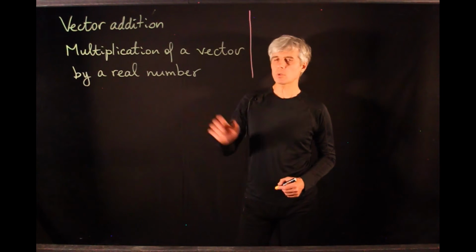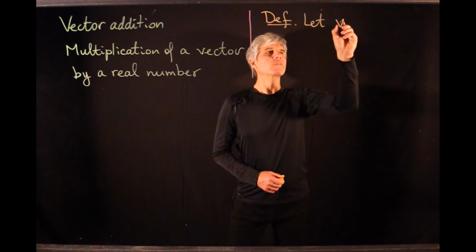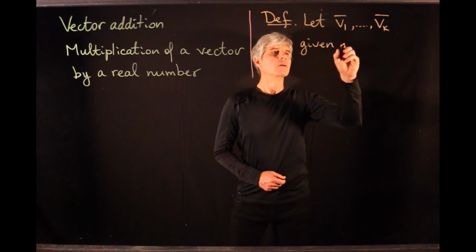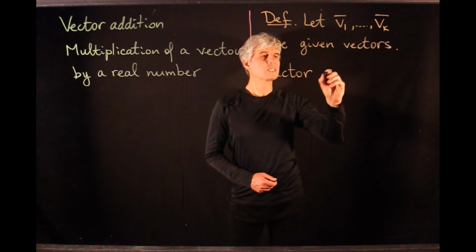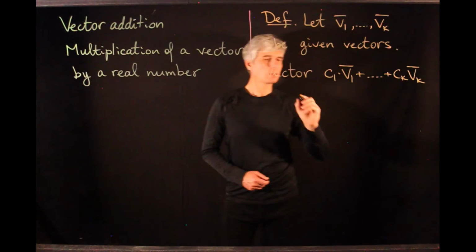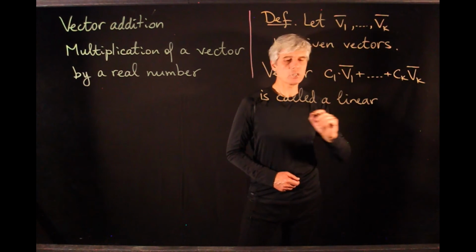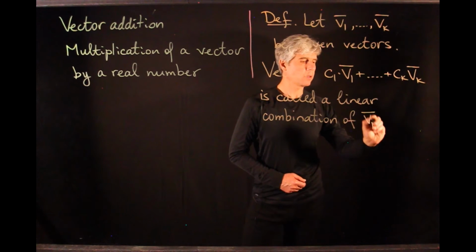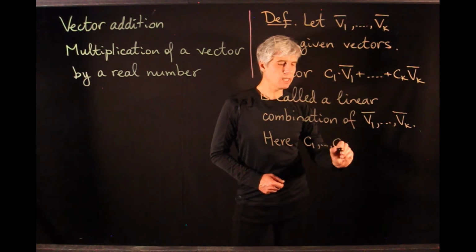In this course, we will often use these operations together. And so let's give an important definition. Let V1 through Vk be given vectors. Then the vector C1 times V1 plus Ck times Vk is called a linear combination of V1 through Vk. And here C1 through Ck are real numbers.